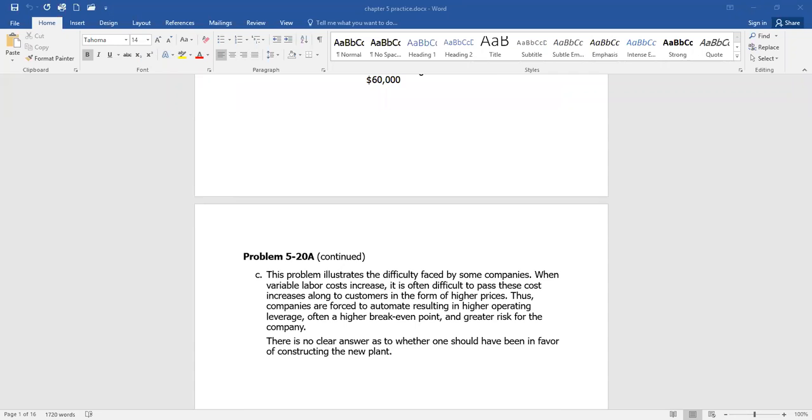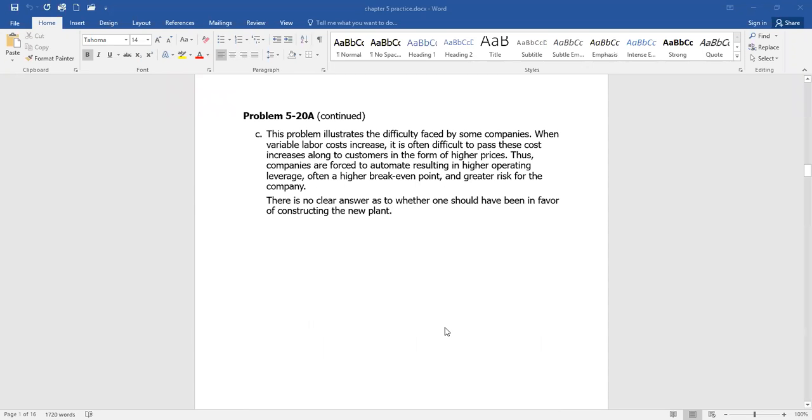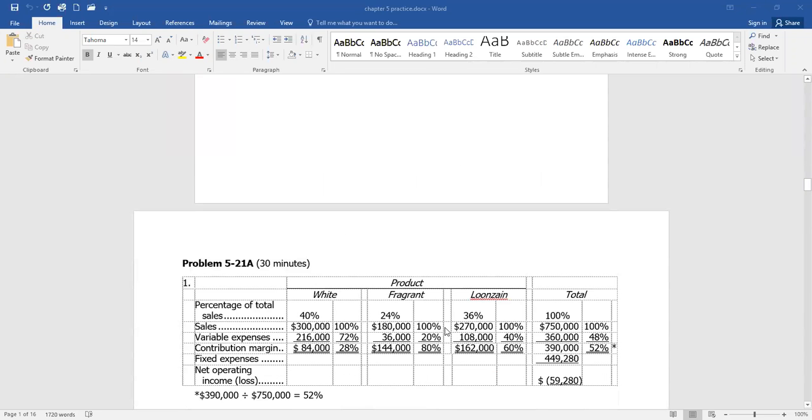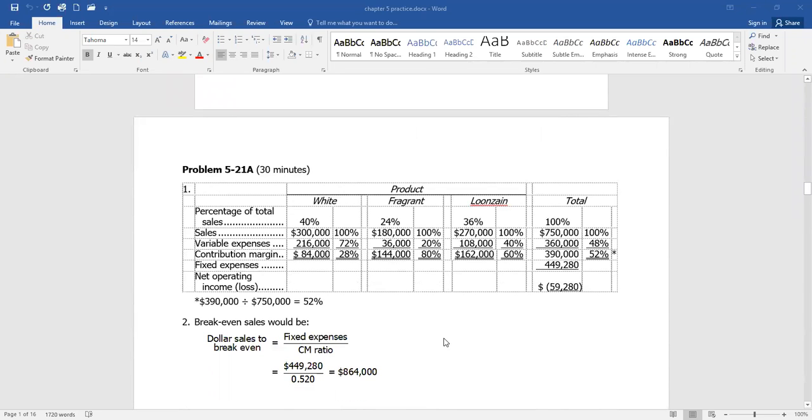Okay, so that is a great problem looking at all of the various items we had in this chapter. The next one we're going to look at is 5-21A. Now in 5-21A, Gold Star Rice Ltd. of Thailand exports the Thai rice throughout Asia. The company grows 3 varieties of rice: fragrant, white, and Lunzane. Budget sales by product and in total for the coming month are shown here.